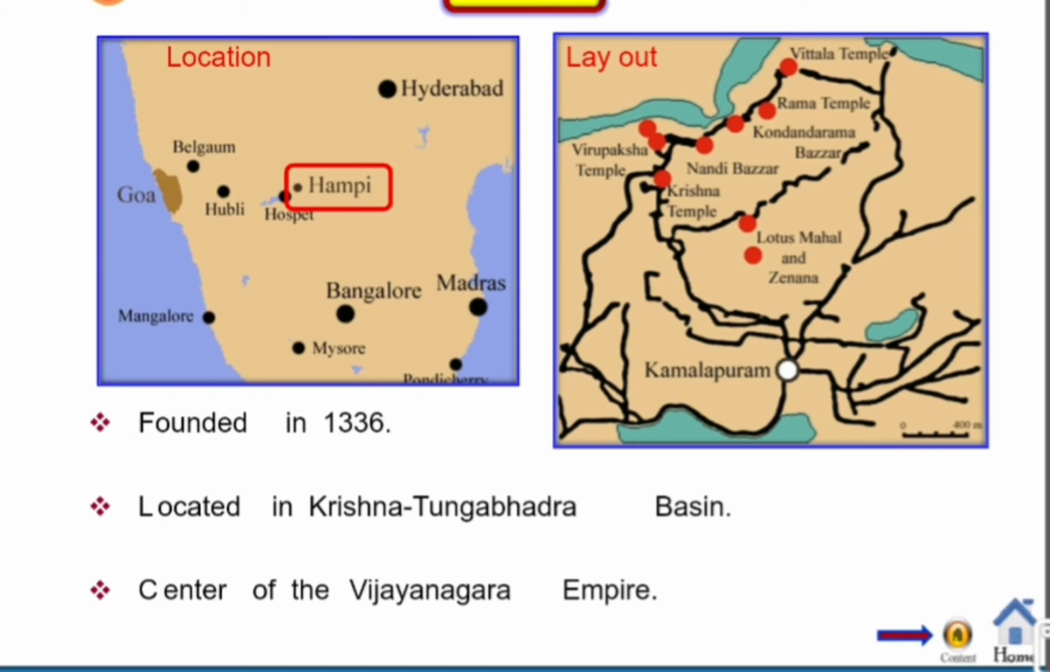Hampi. Hampi was founded in 1336. It is located in the Krishna-Tungabhadra basin. It was the center of the Vijayanagara Empire. Let us see an animation on Hampi dealing with the layout and importance of Hampi, the capital city of the Vijayanagara Empire.